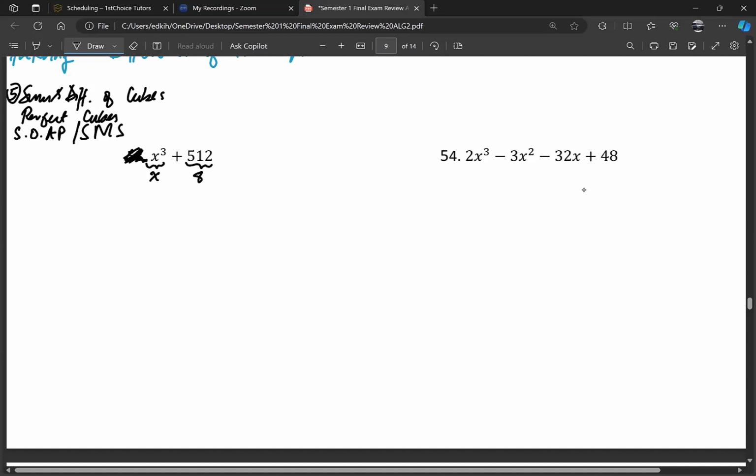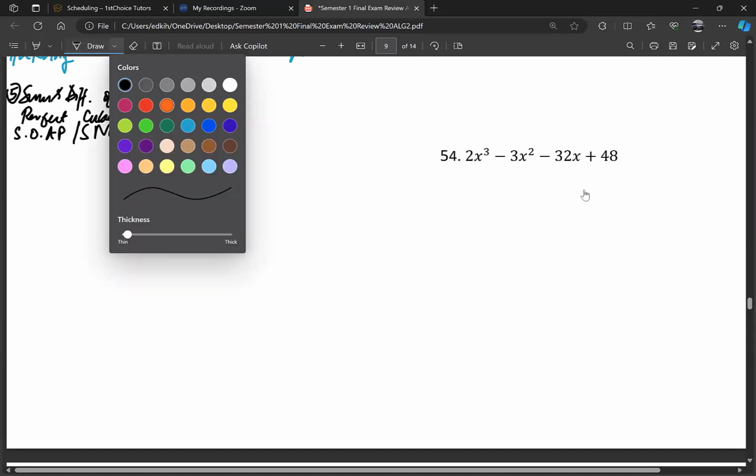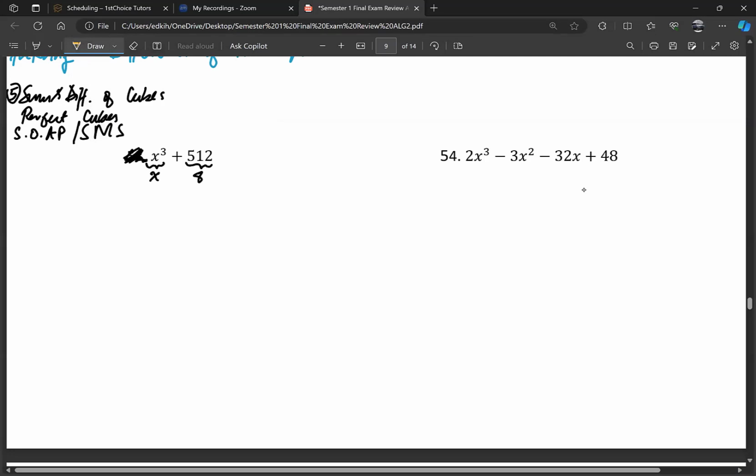Now, for those who may have forgotten, let me write down the sum and difference of cubes up here. Let's say we have a cubed, something that has a cube root, plus another thing that has a cube root, which is what we're looking at here. That's this example. We said it factors like this. It's always going to be a binomial and then a trinomial.